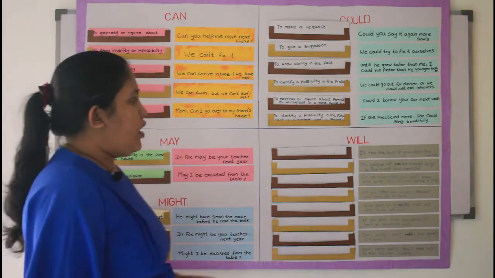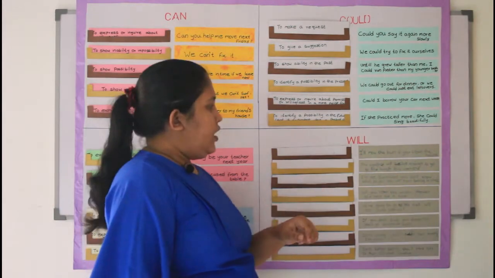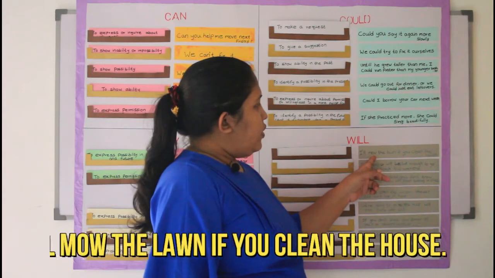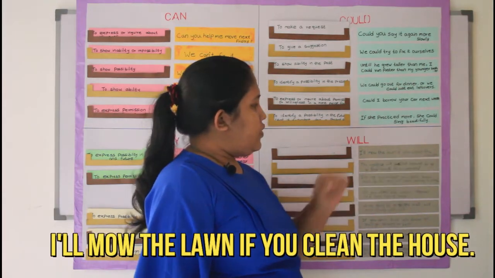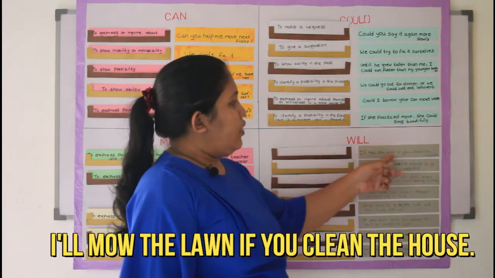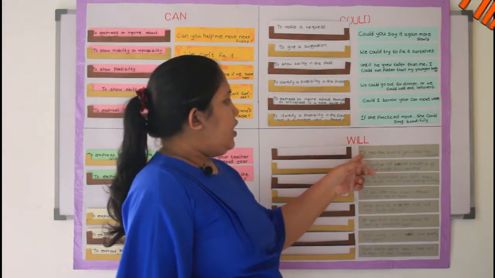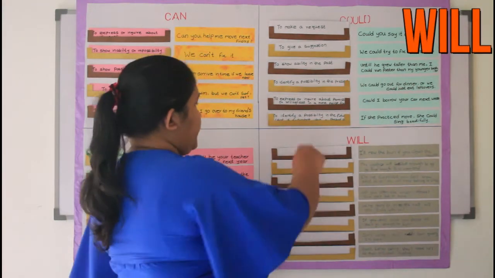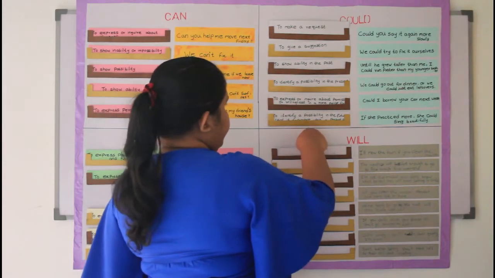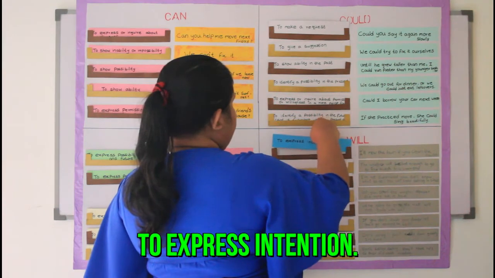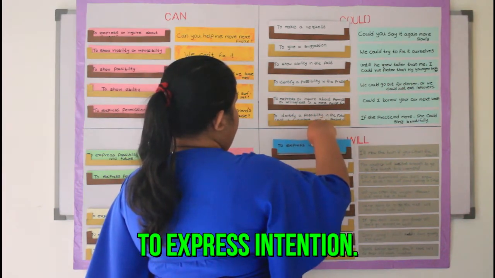Right. Next modal verb, will. Look at these sentences. I will mow the lawn if you clean the house. Here, the modal verb will is used to express intention.